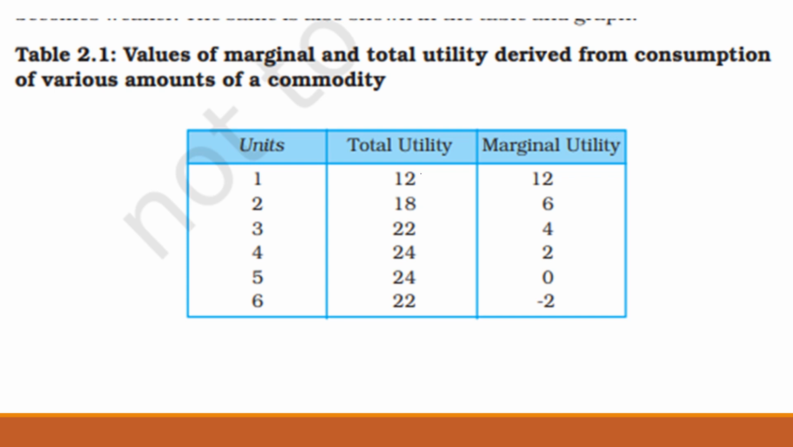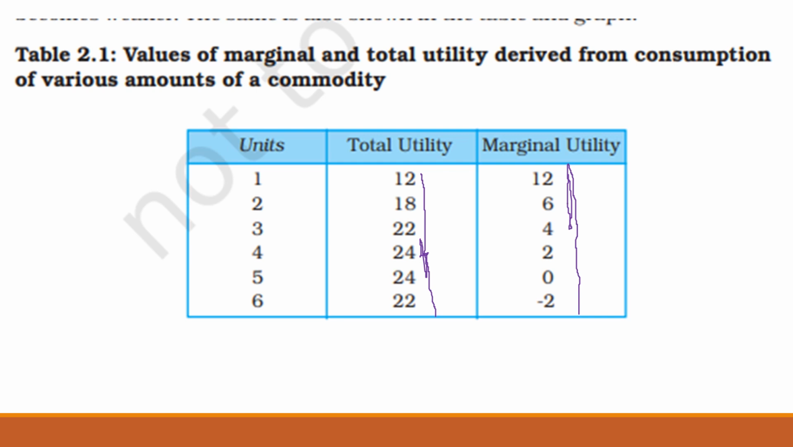You can see that the total utility is something that increases up to 24 units, that is, up to the 4th unit it's increasing, and after 4 it is remaining constant, and then it starts falling. What about the marginal utility case? The marginal utility is increasing throughout the 3rd unit. Sorry, it is falling. It is not increasing. It is actually falling continuously, and this is what is happening to the marginal utility.